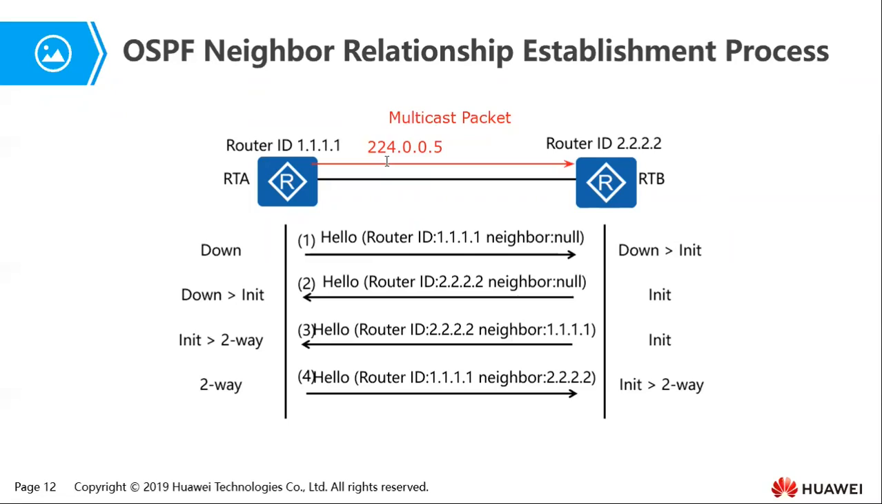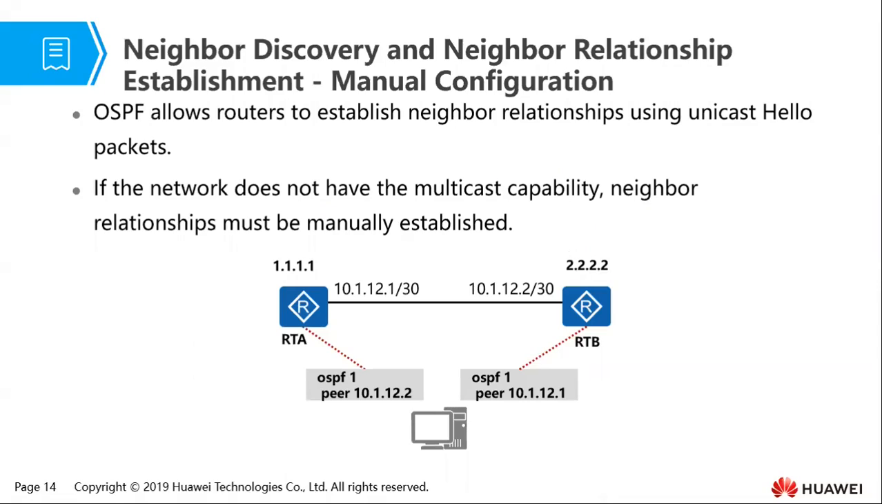Now, we have certain network types that do not support multicast packets. So what happens? Does it mean that OSPF cannot work in such network types? And if OSPF can work, then how do routers establish neighbor relationship? The answer to that is through what we call manual configuration.